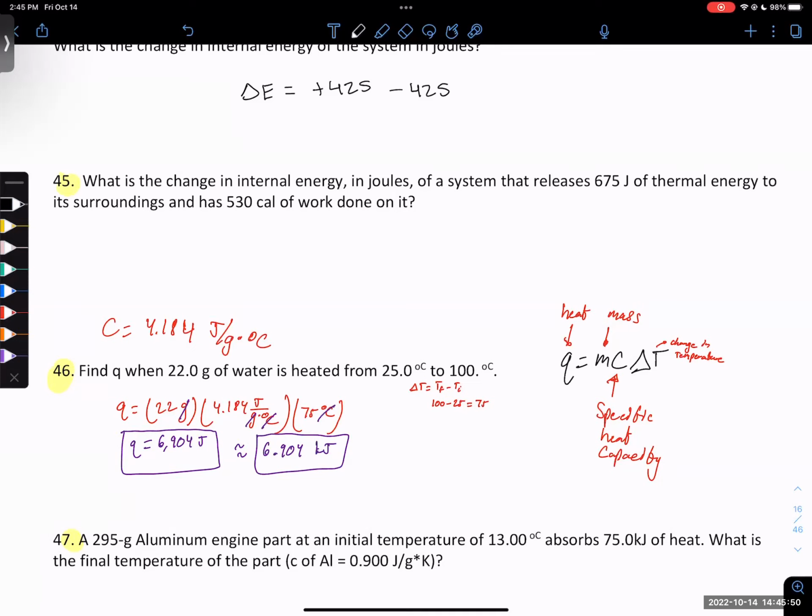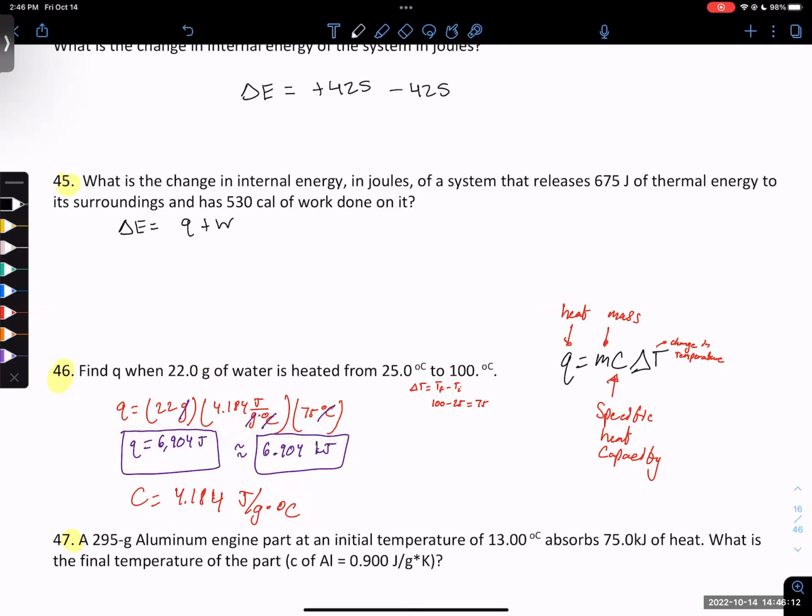You're gonna learn this today. It's simple. It's the easiest equation ever. Delta E is equal to Q plus W. And it's just adding and subtracting. Okay, so get that out of the way.